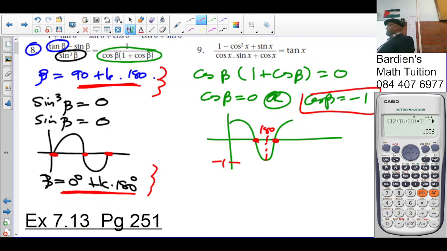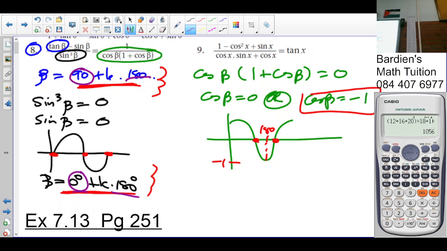Make sense? So, what do you notice here? All the solutions here. Just look here. Here's a 0. Then I'm having 90. Then 180. Then 270.